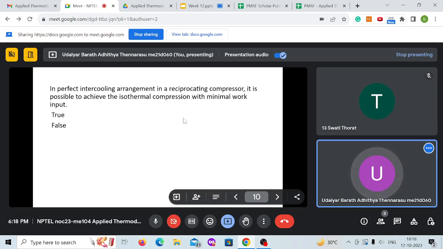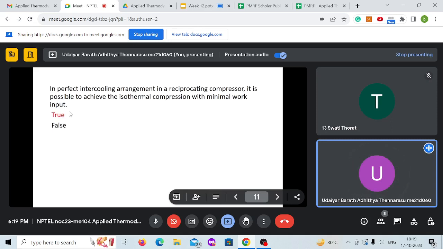So the next question is: in a perfect intercooling arrangement in a reciprocating compressor, it is possible to achieve isothermal compression with minimal work input. Perfect intercooling happens when the temperature after intercooling is equal to the suction temperature at the first stage. That's what perfect intercooling means. So it is possible to achieve isothermal compression with minimal work input. So this statement is true.